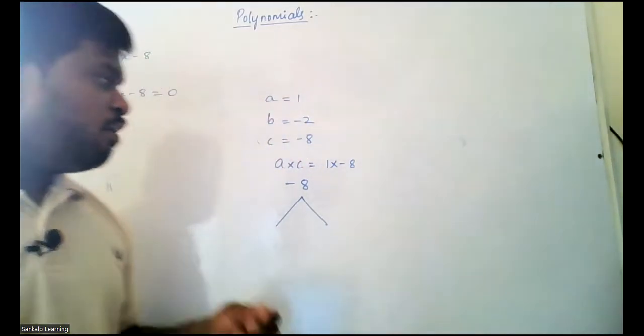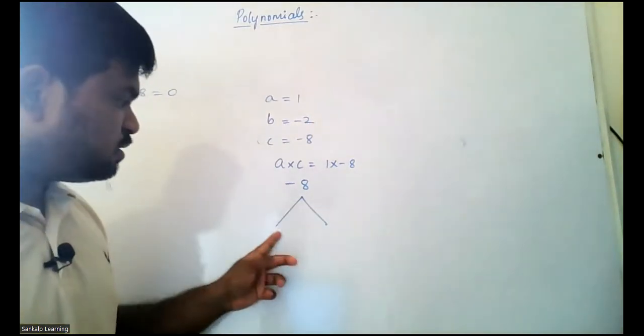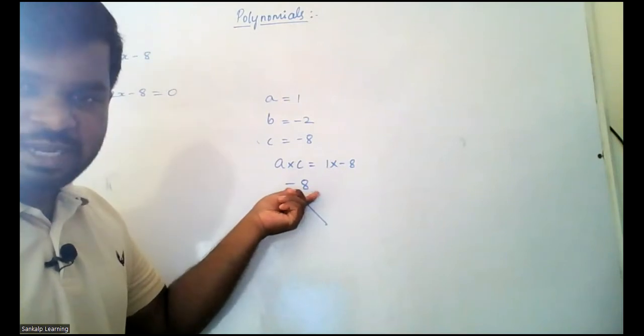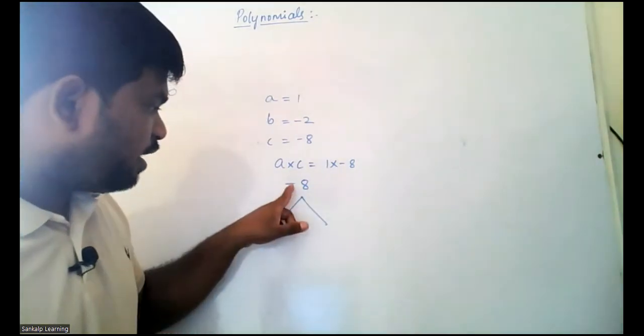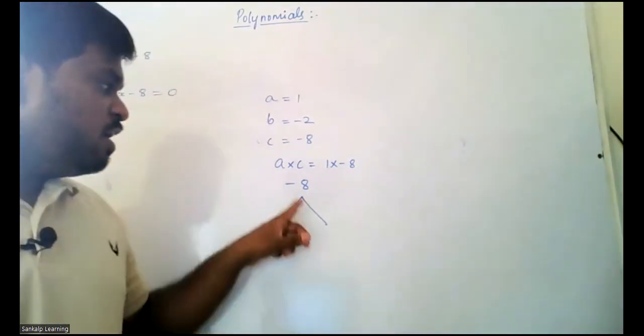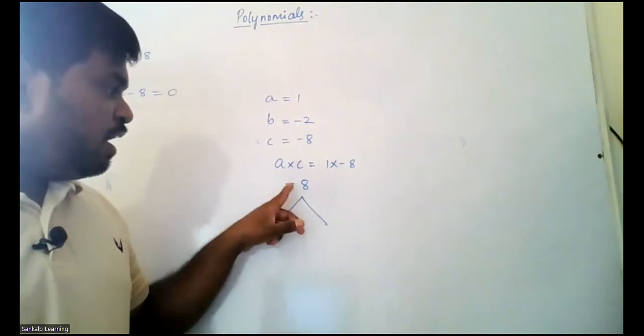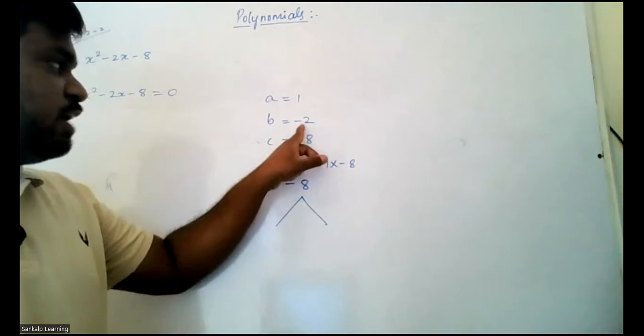I'll repeat it. We have to find two numbers, any two numbers. If you multiply, you should get minus 8. And if you subtract, then why subtraction? Because you have got a negative sign here. Based on this, we decide whether it is addition or subtraction. Here it is minus, so we are going to subtract. If it is plus, we will add it. Here you got minus, so if you minus it, you should get minus 2.